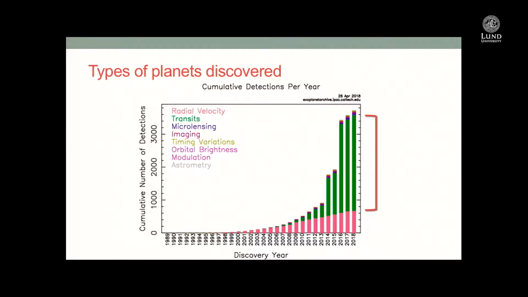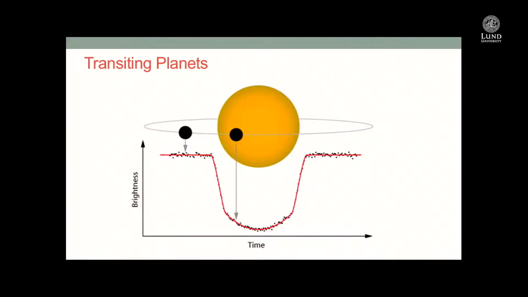Now, if I go back to that plot, I pointed out the green bars. This is something called the transit method, and it's what I'll be focusing on for the rest of the talk, because it's firstly the dominant method that we've used to find planets, and secondly, the one I work with most. So, you know, you have to stick with what you know.